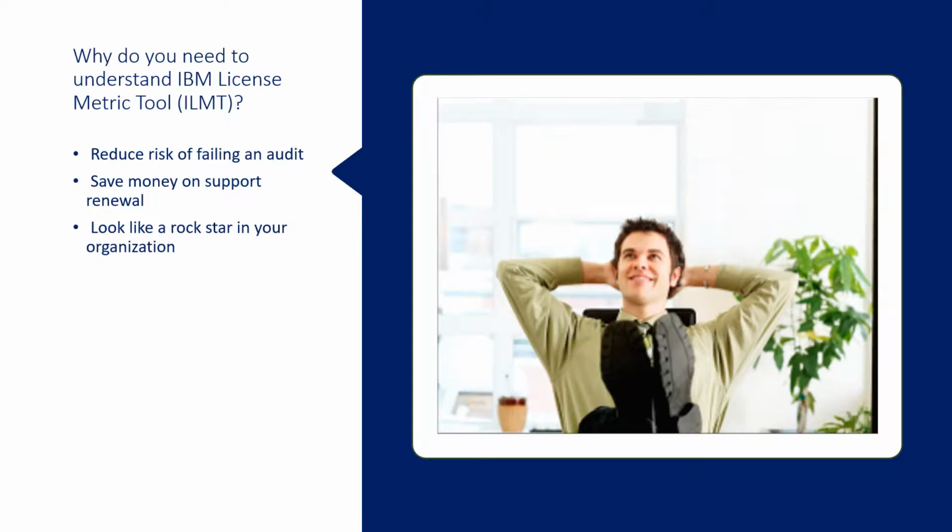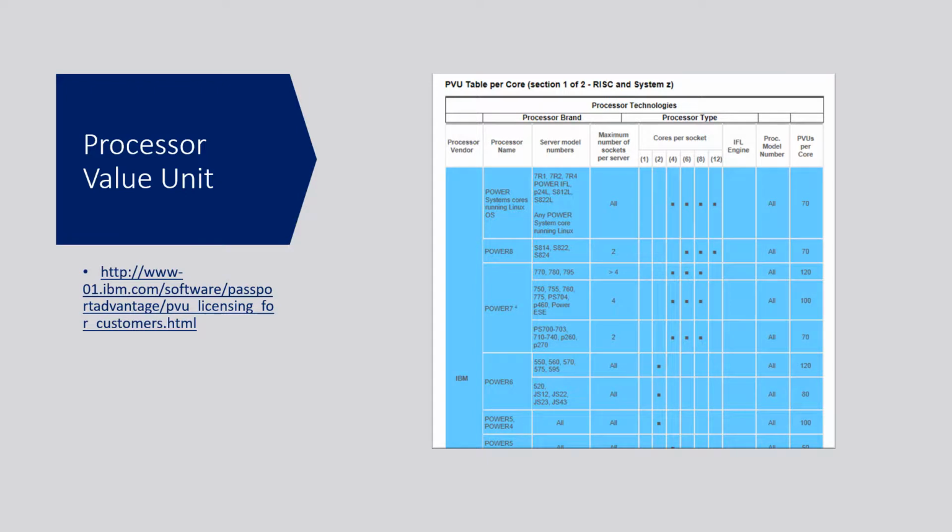Why do you need to understand the IBM License Metric Tool, which we will refer to as the ILMT? The main reason is you don't want to fail an audit. If you have processor value unit licensing, which we'll describe in a minute, and you virtualize your environment, then you most likely need to have this installed. The other reason is we want to save money on your support renewal and licensing, and we want you to look like a rock star in your organization, and knowledge is always power.